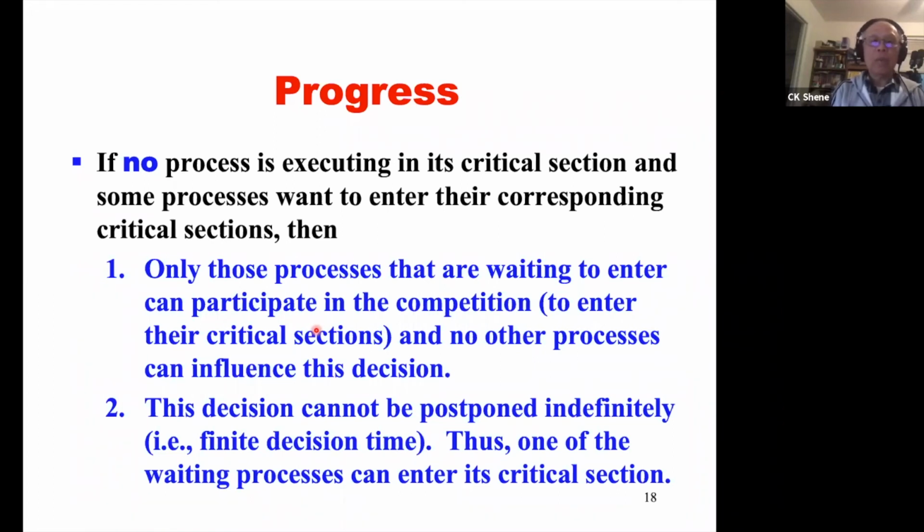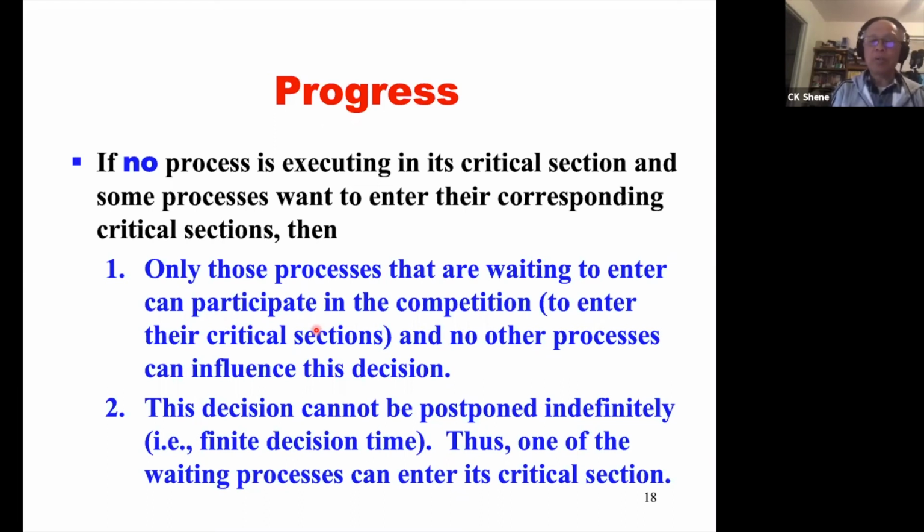As long as he is not one of the waiting ones, he has nothing to say or can influence this decision. So let's get back to the beginning. If the critical section, the restroom, is empty, and some processes are waiting to enter, so bullet 1 states that only those who are waiting to enter can make a decision to select a candidate to enter. Those who are not waiting should not have any way to influence this decision.